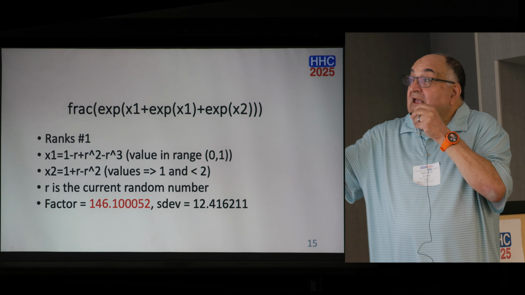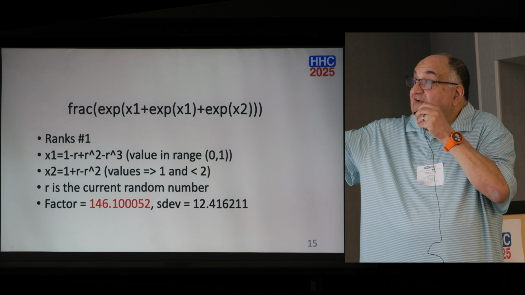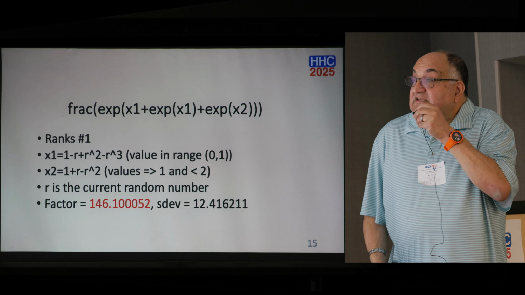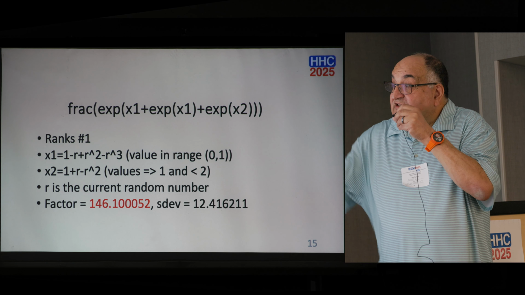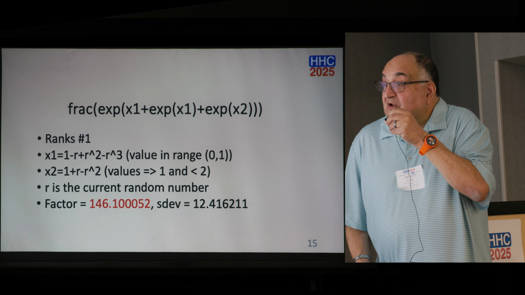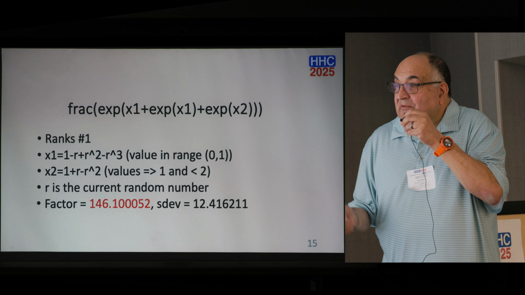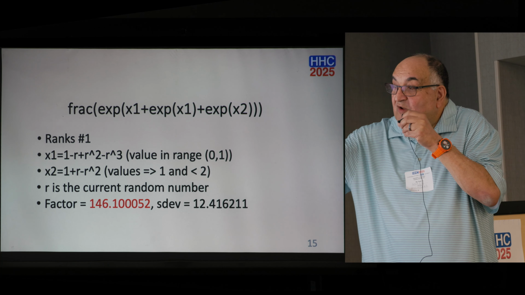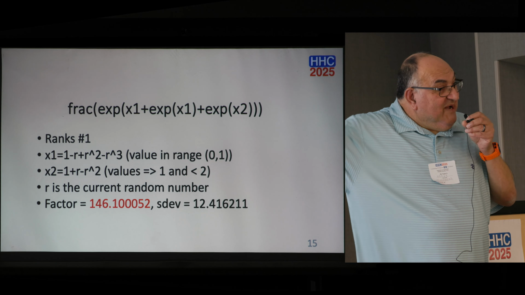And here I have the fraction of exponential of x1 plus the exponentials of x1 and x2. This ranks number 1. And here x1 is a cubic polynomial of R, and it's in the range of 0 and 1. And x2 is a quadratic polynomial, and it's between around 1 and less than 2. And R is the current random number. The factor is 146.1. Wow, that's the best in the bunch, yes.